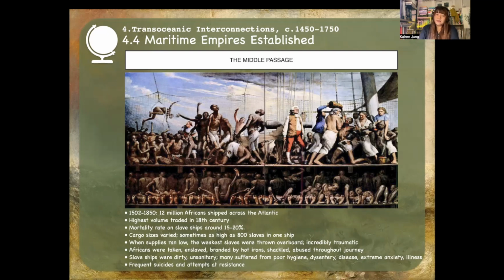Africans were taken, enslaved, branded by hot irons, shackled, abused throughout the journey, and slave ships were dirty and unsanitary. You would suffer from poor hygiene, dysentery, disease, extreme anxiety, and illness. There was a lot of suicide, and there were a lot of attempts at resistance.